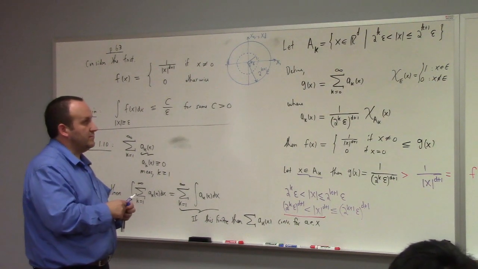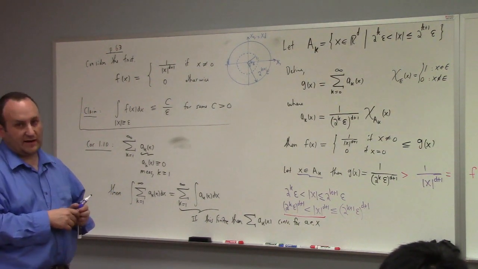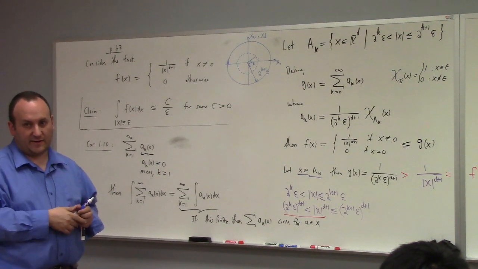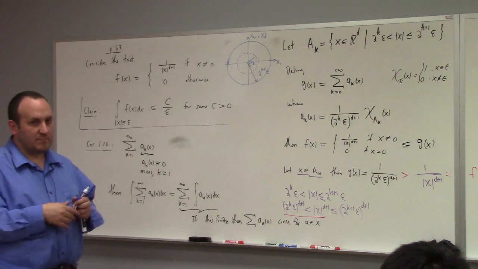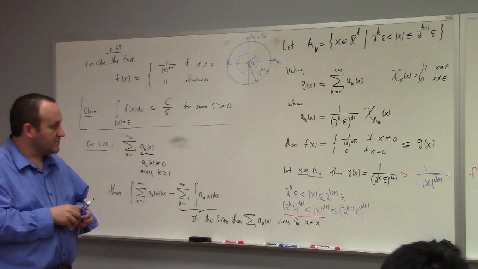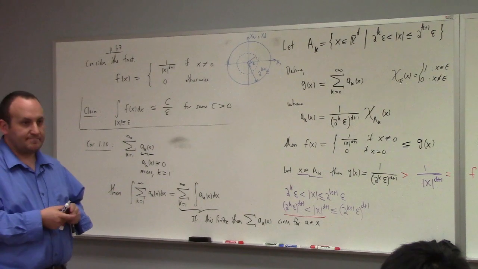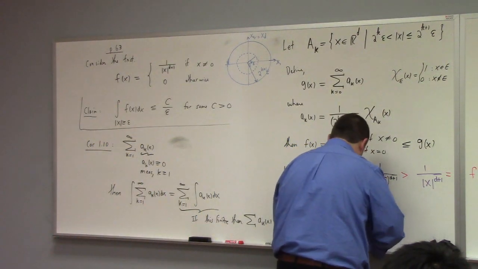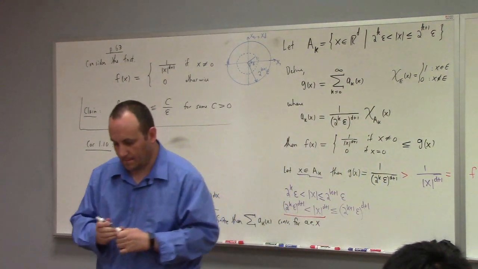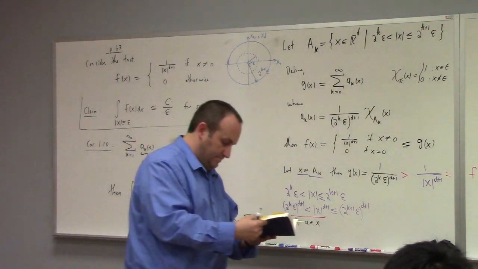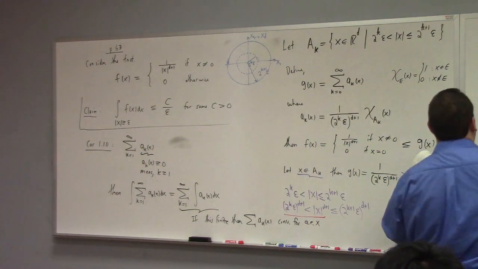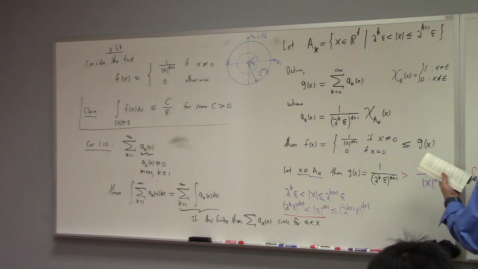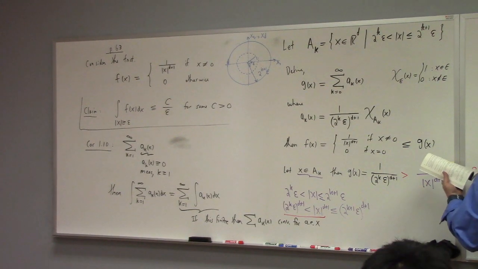But every x fits in an annulus. And since we did it for an arbitrary annulus, it follows that f of x is less than or equal to g of x. All right? Well, next then. He says, thus, the integral of f is less than or equal to the integral of g, right?